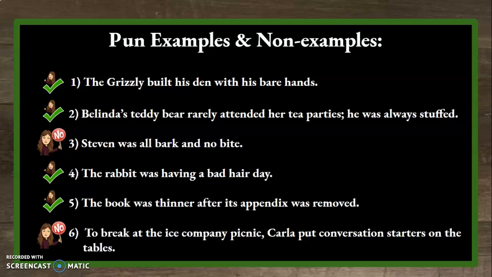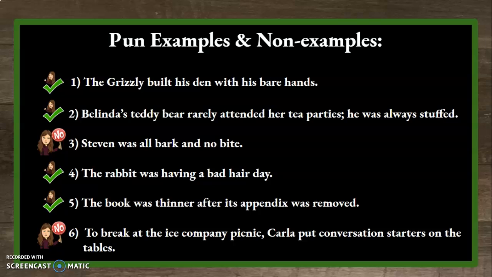Number 5, the book was thinner after its appendix was removed. The play on the word here is appendix. So you might think of the word appendix as the organ in your body, but an appendix is also additional information at the end of a book. So this is the play on the word appendix here.